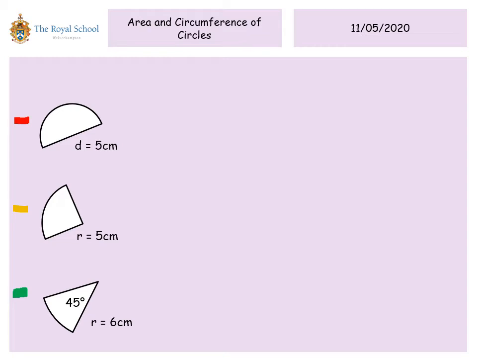So for each of these, we're going to work out the areas first, and then I'm going to move on to working out the circumferences of them. So how do we get the area of our first semicircle? Well, if we think the area of a circle normally is pi times the radius squared, how much of a circle do we have here? We've only got half of it.